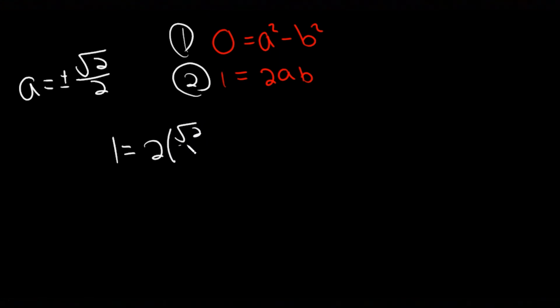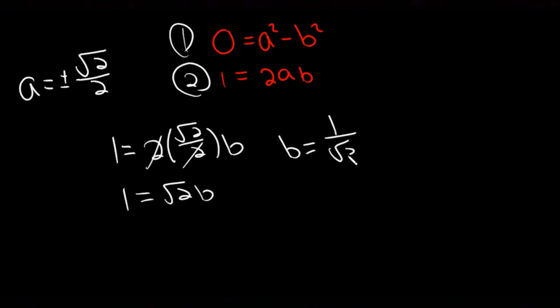So square root of 2 all over 2, and then I have b. Now this works out nicely. The 2's will cancel here, and I get 1 is equal to the square root of 2 and then b. And then just simply divide both sides by the square root of 2, and you get b is equal to 1 over the square root of 2. And if we rationalize that, we get the square root of 2 all over 2. And so that's one answer.